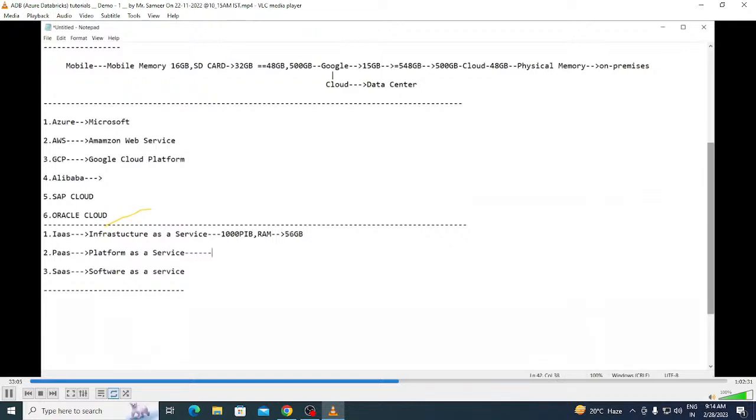Next, after this, platform as a service. Suppose, guys, what is a platform? A platform is generally a type of operating system. Now, guys, we are using Android as an operating system. And can you see here?